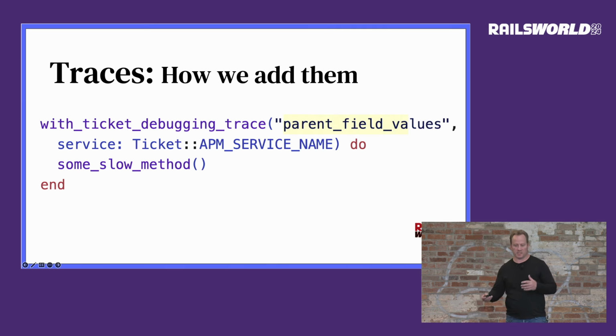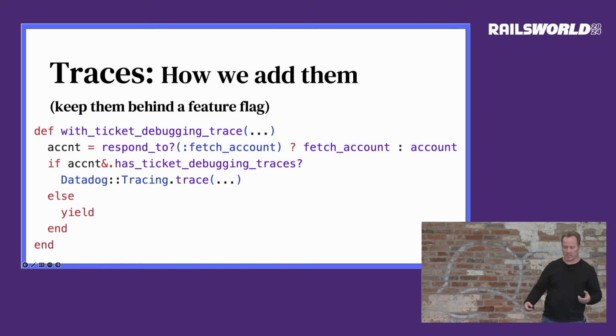Here's the syntax for the block notation that we have, and it's exactly what you see. It's basically a block where you put the slow method in between. The problem with this approach is that it clutters up your code. You don't want blocks all over your code. So the other way to add traces is better. But let's dive more into the actual implementation of this.